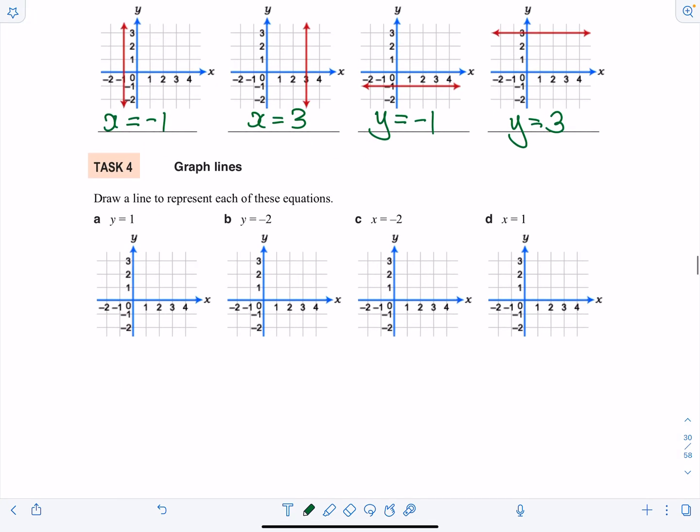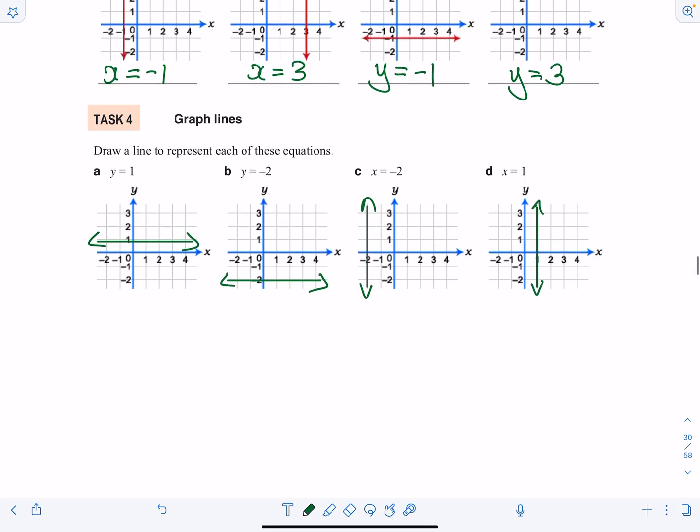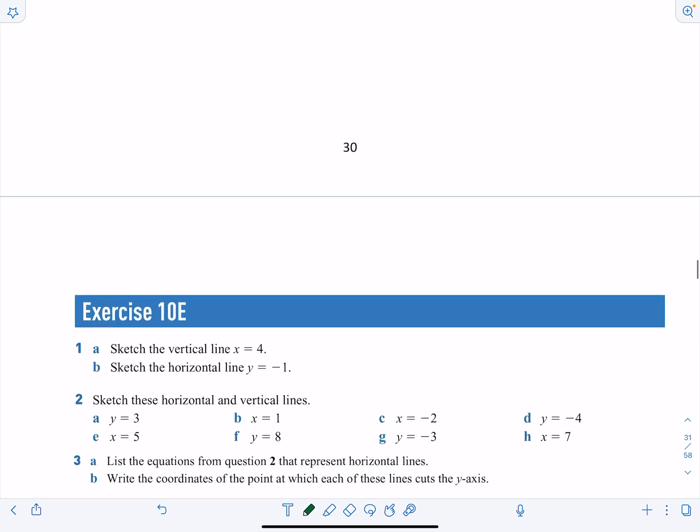If we were asked to graph y equals 1, I go across, a straight line with an arrow. Y equals negative 2, go across, a straight line. X equals negative 2, a vertical line with arrows. And x equals 1, a vertical line with arrows. Okay, pretty easy.